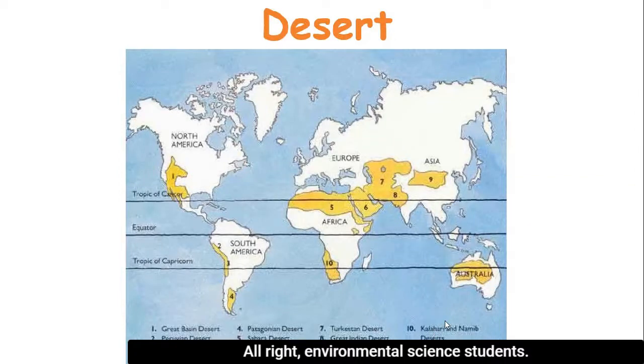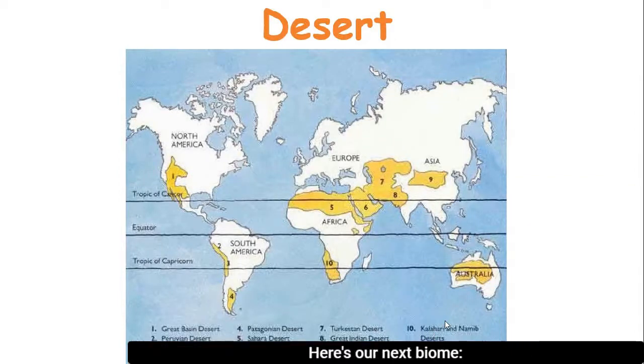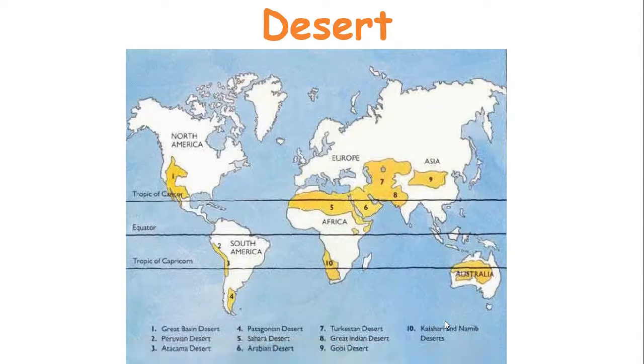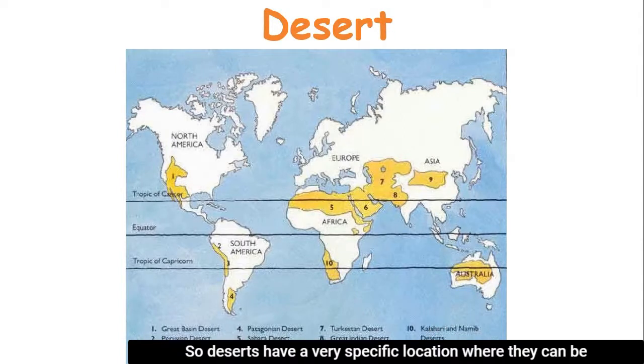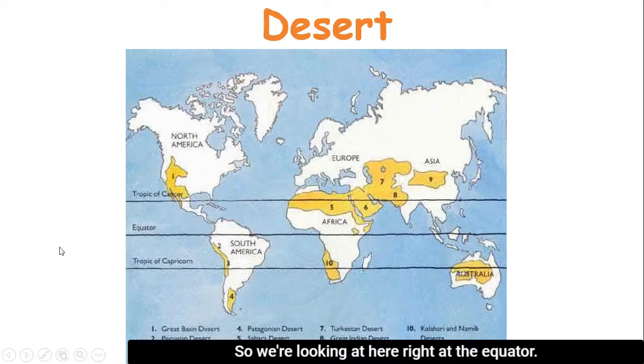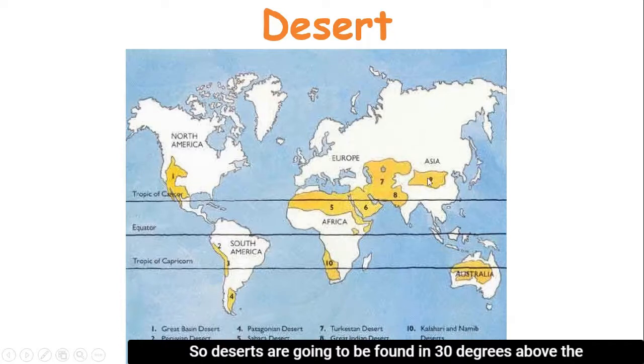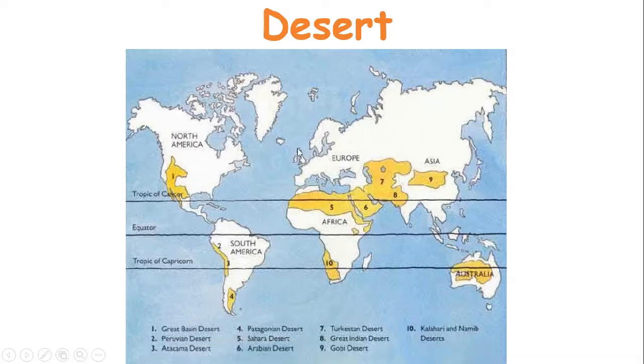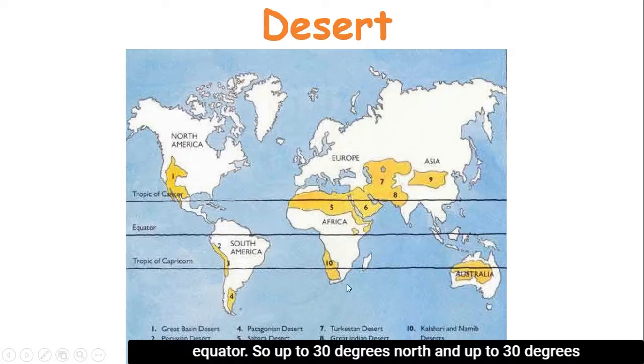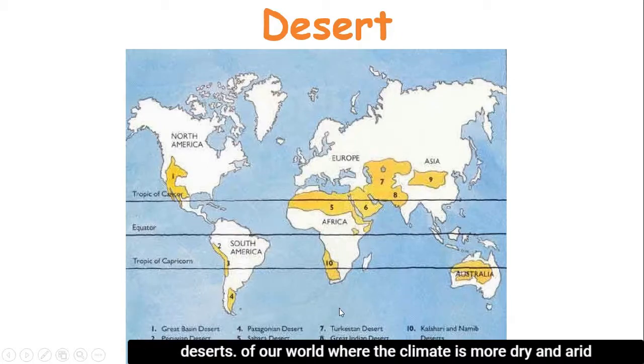All right, environmental science students, here's our next biome, looking at deserts. Deserts have a very specific location where they can be found in the world. We're looking here right at the equator, that's 0 degrees latitude. Deserts are going to be found up to 30 degrees north and up to 30 degrees south of the equator, where the climate is more dry and arid.